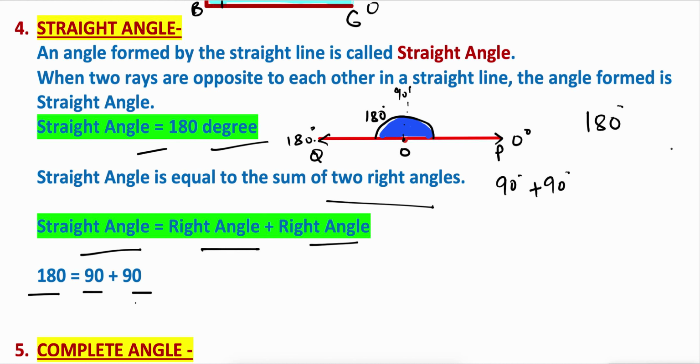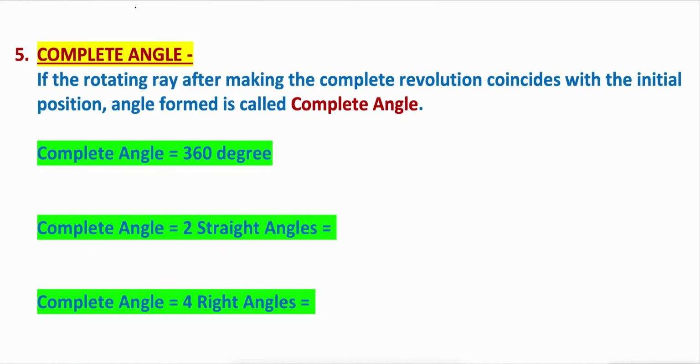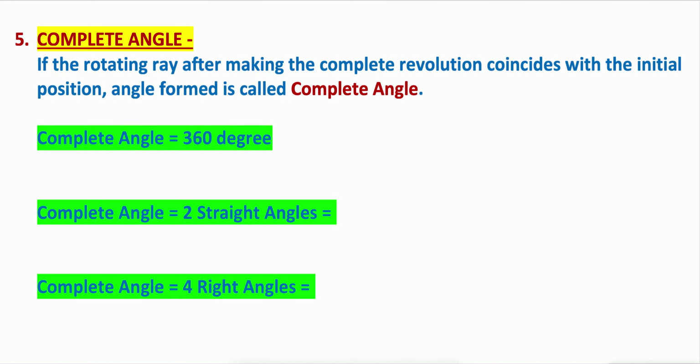Next is the complete angle. If the rotating ray after making a complete revolution coincides with the initial position, for example, here if it starts from O and A, if it starts from A and again coincides on the same ray OA, then the angle formed is called the 360 degree angle.